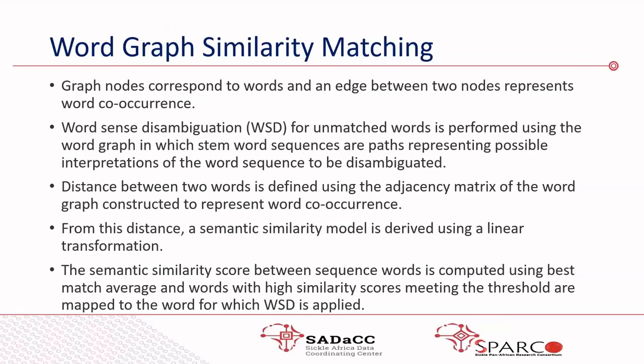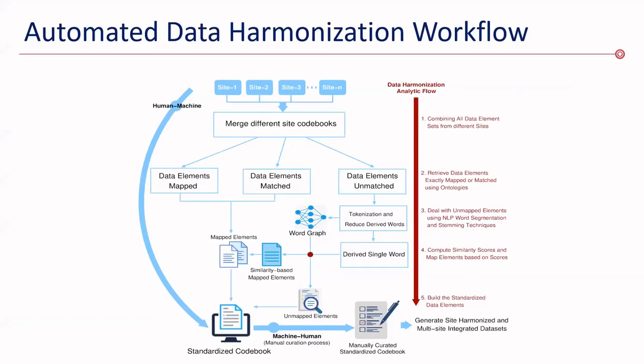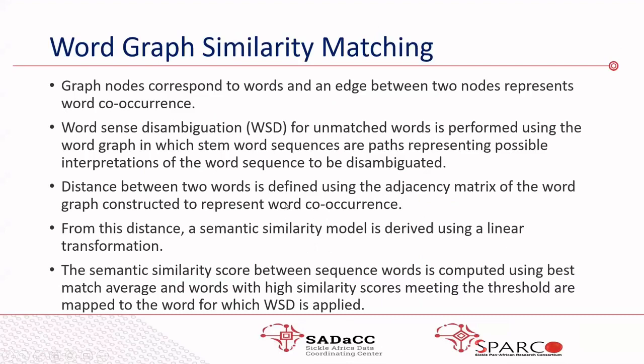So a quick look at the word graph similarity matching process. This is the graph we will be referring to, the one that uses the NLP process. The graph nodes correspond to words, and an edge between two nodes represents word co-occurrence. The word sense disambiguation for unmatched words is performed using the word graph, in which stem word sequences are paths representing possible interpretations of the word sequence to be disambiguated.